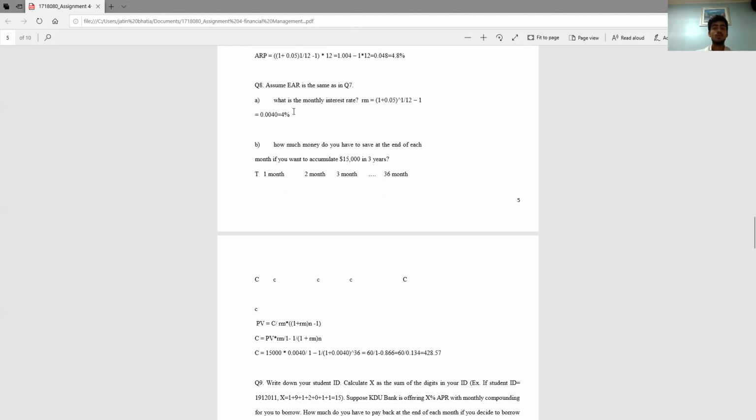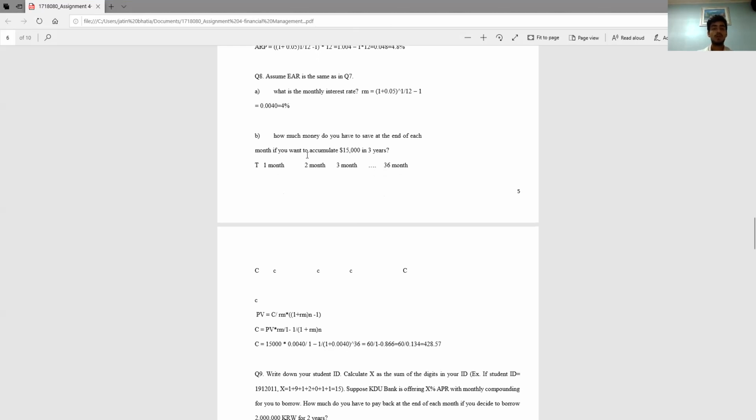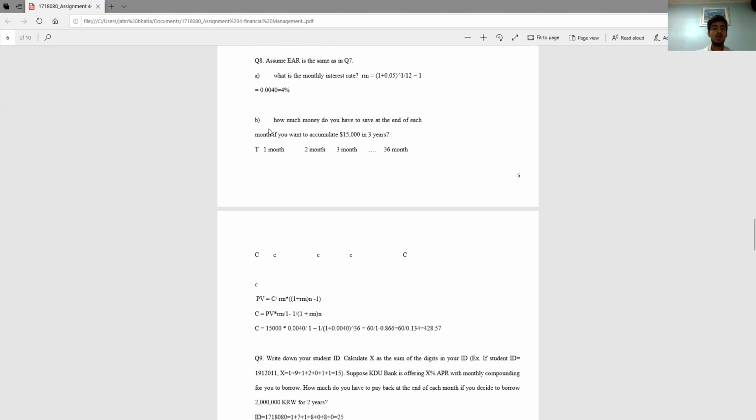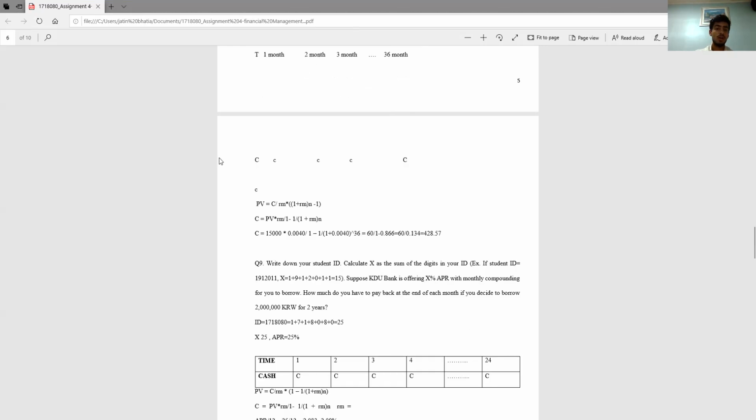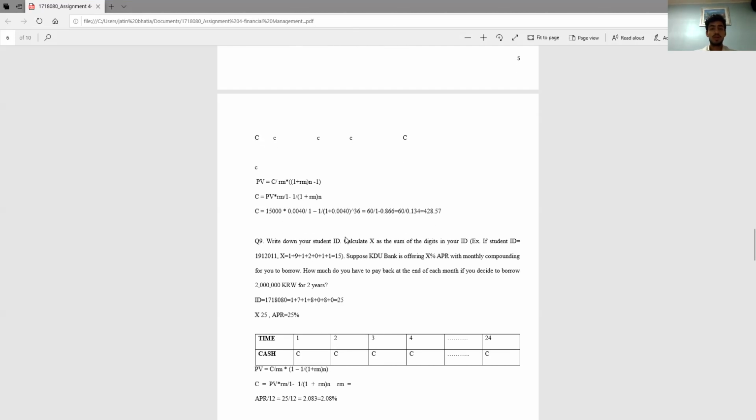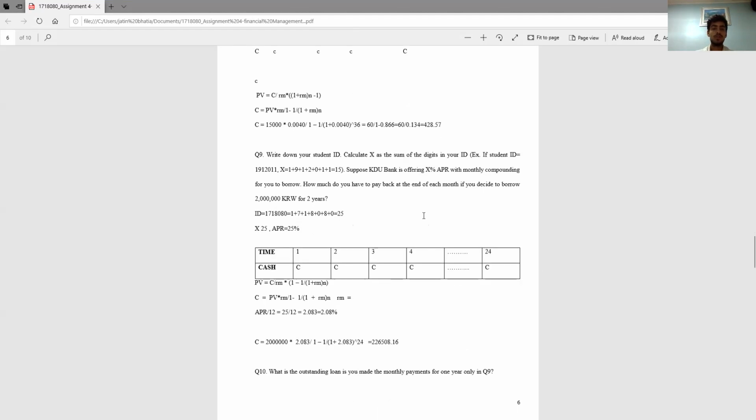How much money do you have to save at the end of each month if you have accumulated 45,000 in 3 years? Time is 1 month, 2 month, 3 month, until 36 months. The PV formula is PV = C divided by R monthly, times 1 minus 1 over 1 plus R monthly to the power n. 15,000 times 0.0040 divided by 1 minus 1 plus 0.0040 to the power 36, that is 428.57.